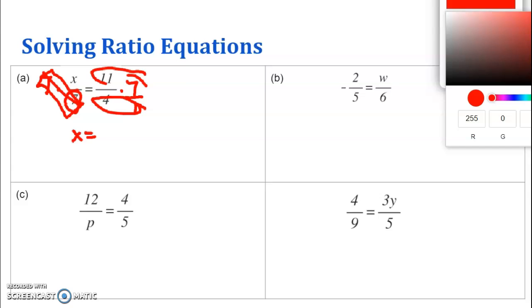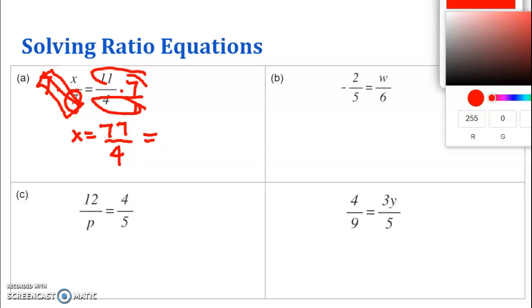So it's 7 times 11 is 77, divided by 4 times 1 is 4. Okay, and then from here, you might want to turn this into a mixed fraction so that it is a number that you can recognize.